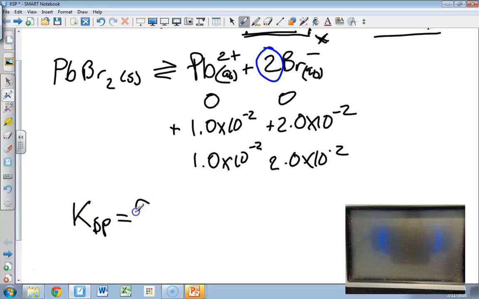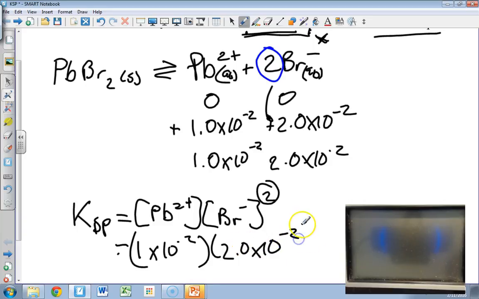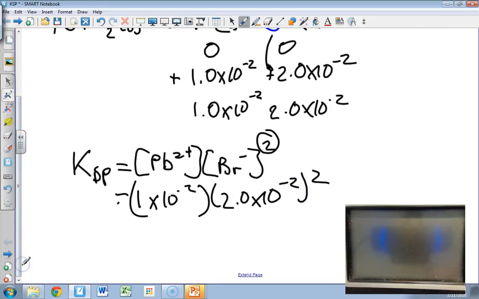So this equals the concentration of Pb2 plus times the concentration of Br minus, and that is squared. Keep in mind that this 2 is for the stoichiometry, and this 2 is for the equilibrium. Two different applications, and so you have to do it both times. It's a big hang-up. So 1 times 10 to the negative 2 times 2.0 times 10 to the negative 2 squared. And so now we'll plug that into our calculator.